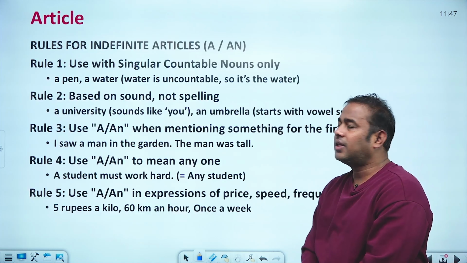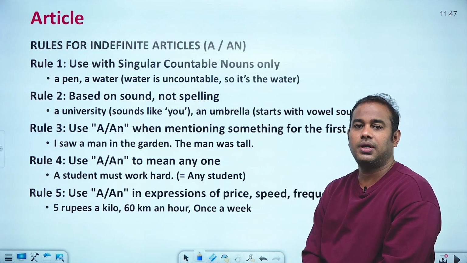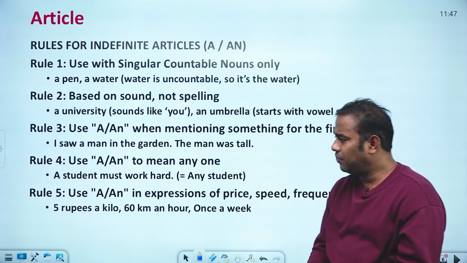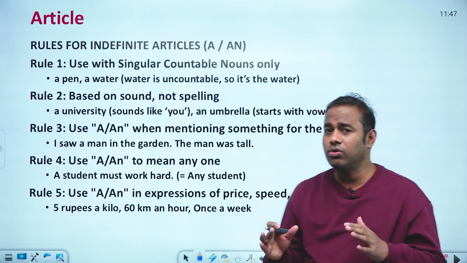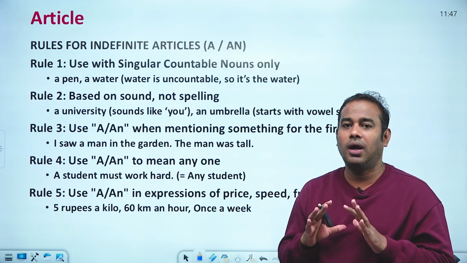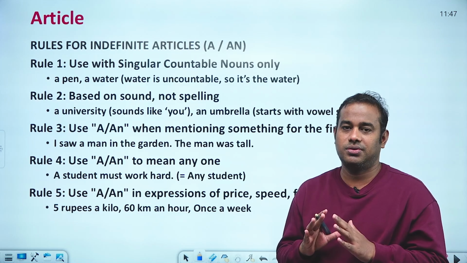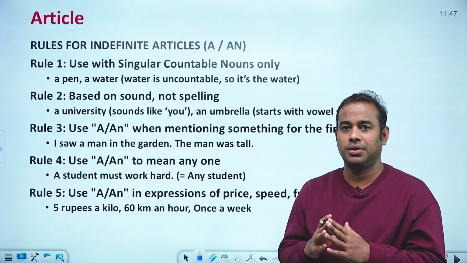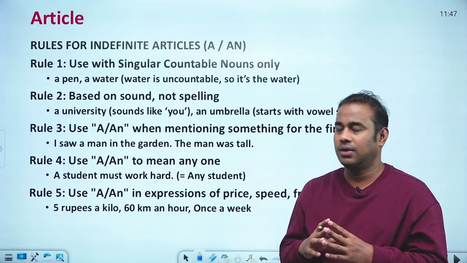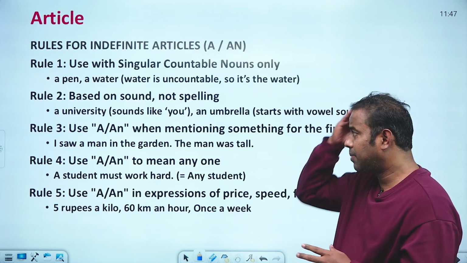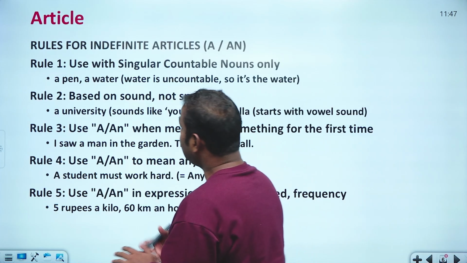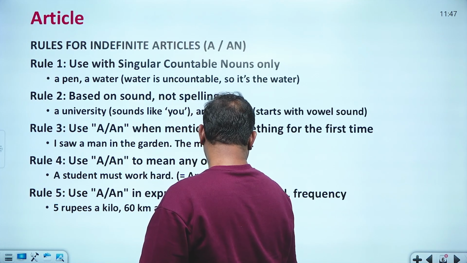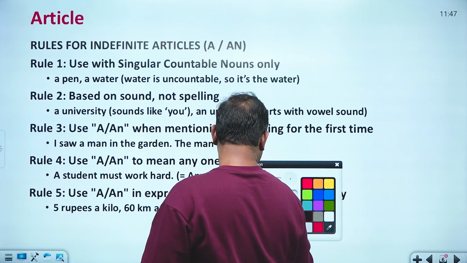Then what are the rules and regulations to use a or an, the indefinite articles? There are so many rules. Among all these rules, we have filtered out the important rules and regulations for examination, so that is what we are going to discuss here. Look at some points here. This is rule number 1, so it would be wiser if I highlight it with a box.